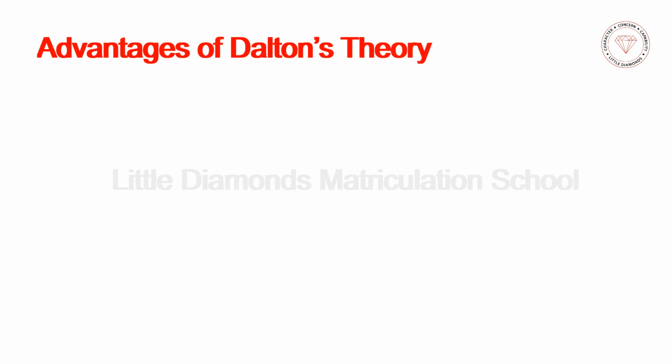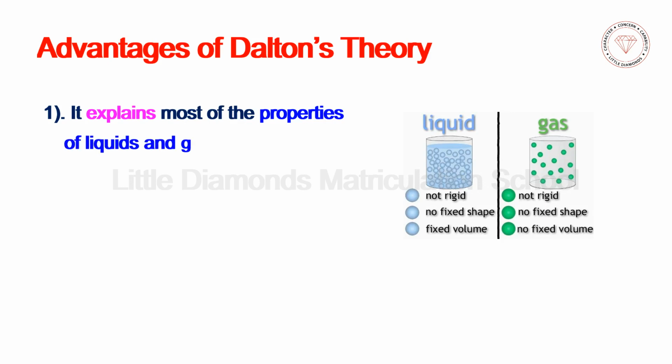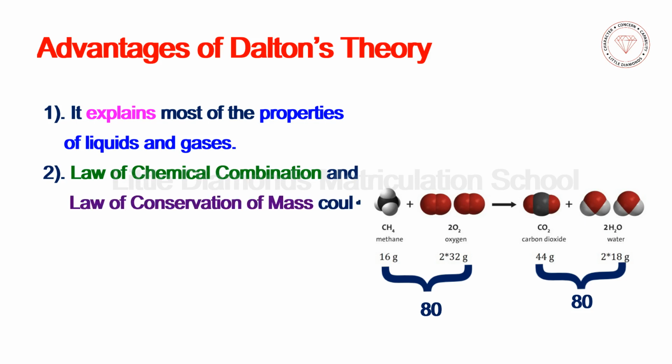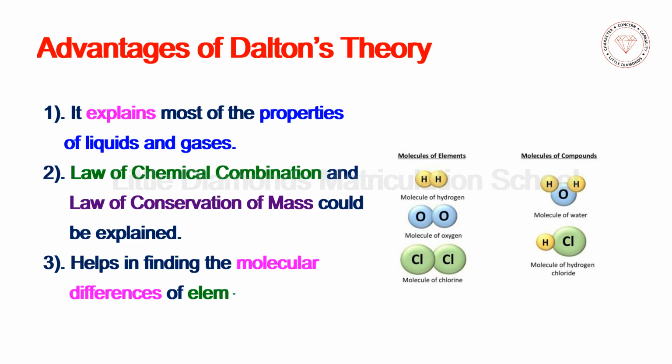Advantages of Dalton's theory. Though recent researchers have proved many failures in his theory, there are a few advantages of Dalton's theory. Number 1, it explains most of the properties of liquids and gases. Number 2, the law of chemical combination and the law of conservation of mass could be explained. Number 3, it helps in finding the molecular differences between elements and compounds.